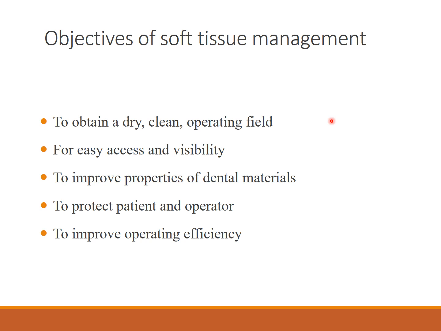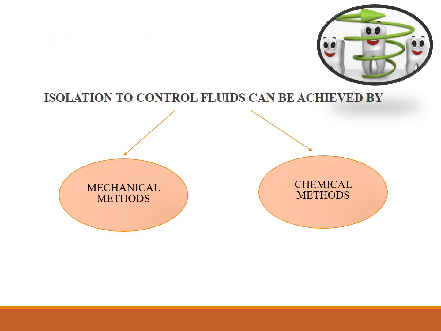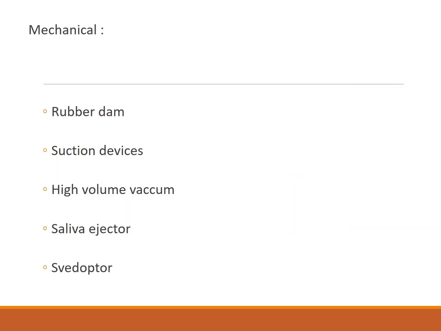Okay, so first of all, coming to the objectives of soft tissue management. It is to obtain a dry, clean operating field for easy access and visibility, to improve properties of dental materials, to protect patient and operator, and also to improve operating efficiency. There are two basic ways you isolate. The isolation control is done of fluids. That is a mechanical method and a chemical method. In mechanical method, there's rubber dam, suction tips, high volume vacuum, saliva ejector, and slab doper.